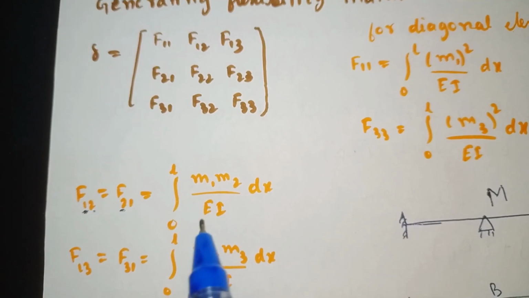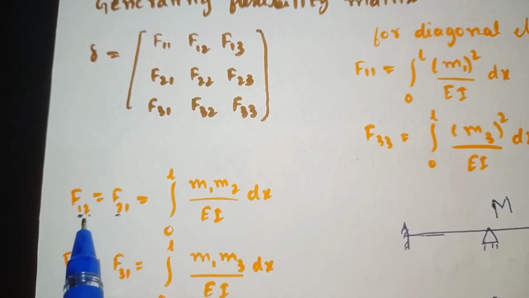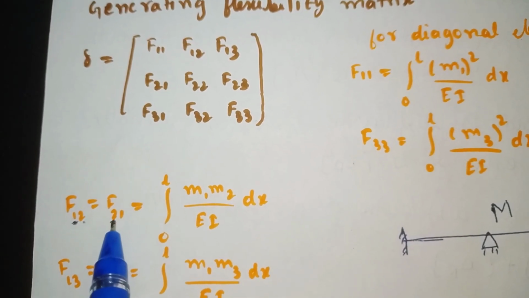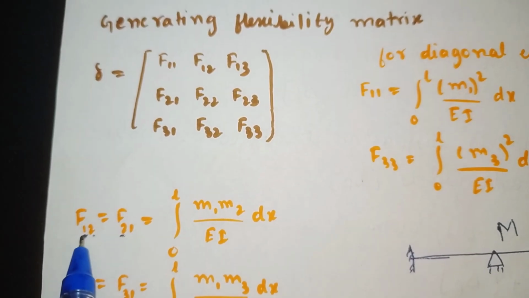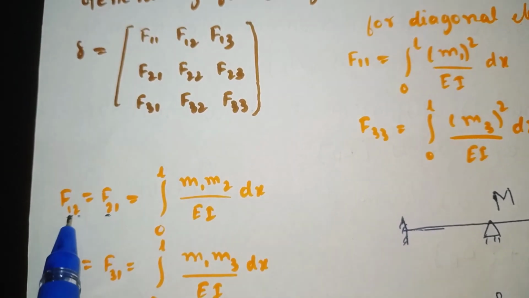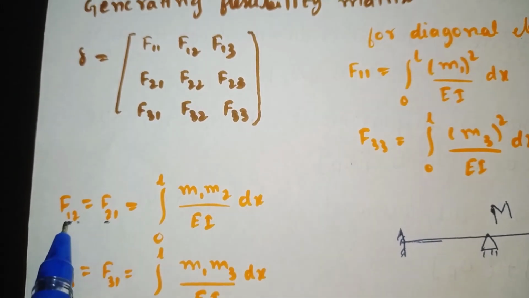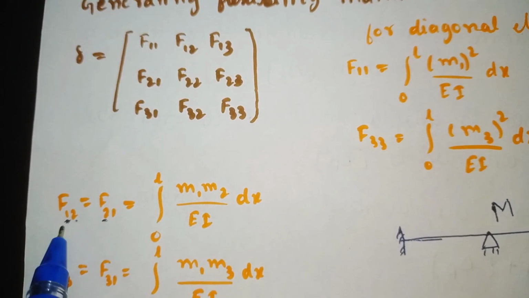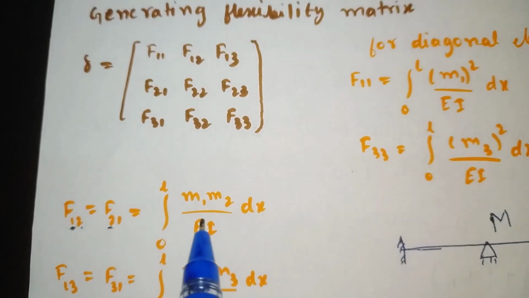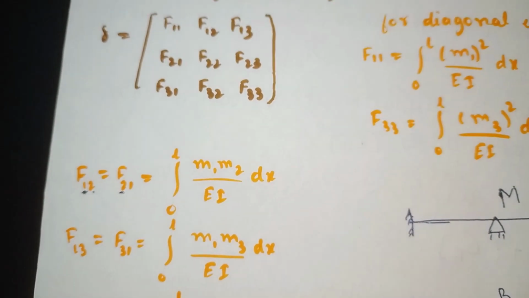How to take M1 and M2: see here we are taking F12. 12 means we need to take the moment of the first point, and here also the moment of the first point. Here first point is 1, and second point is 2. We need to take the moment of these two points, or otherwise you can take the moment of the second and first point, and both will be the same. M1 means moment of the first point and M2 means moment of the second point. You can multiply them, both will come out the same. You can take it this way or that way.